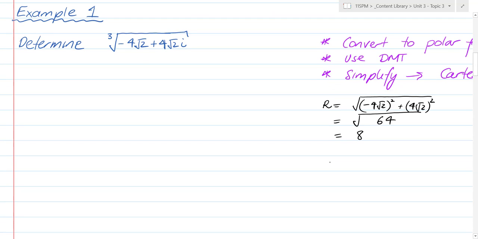Okay. I did hear somebody call out, no, it's a cube root, so that's a good point. But we're just finding this in polar form, and then we're going to apply the cube root to that thing in polar form.